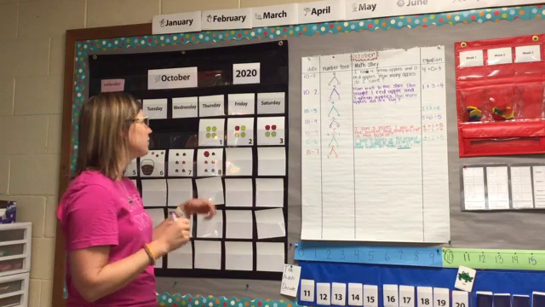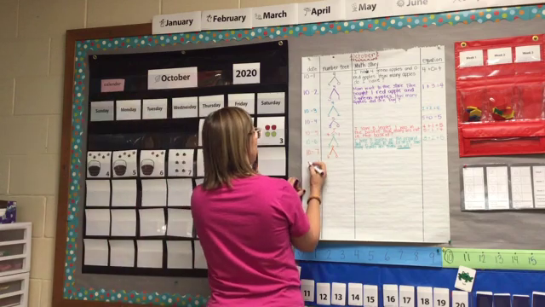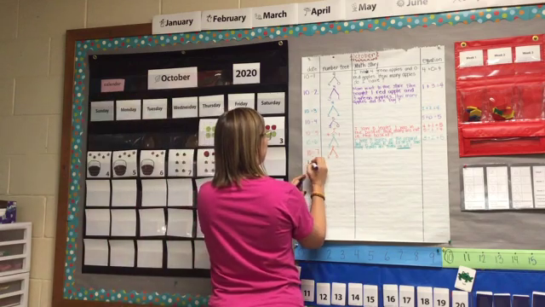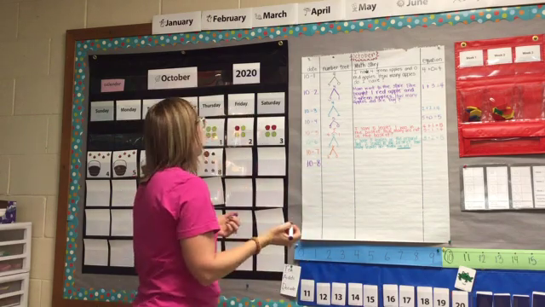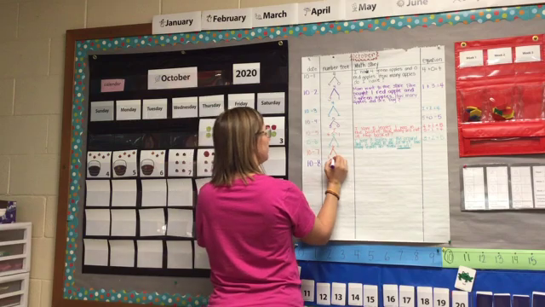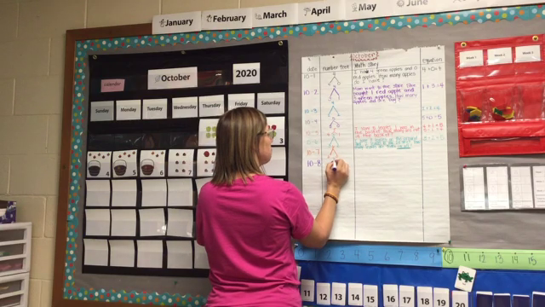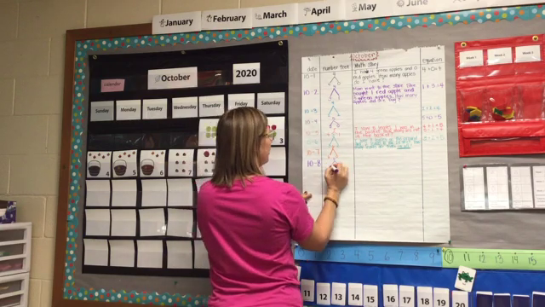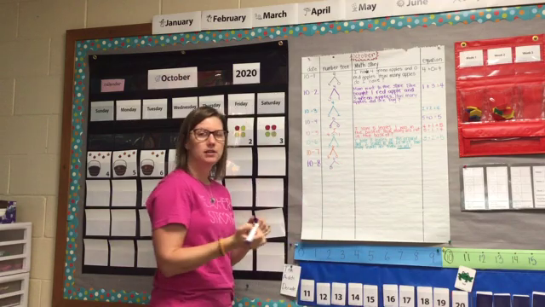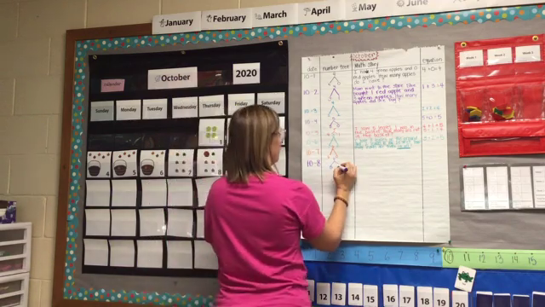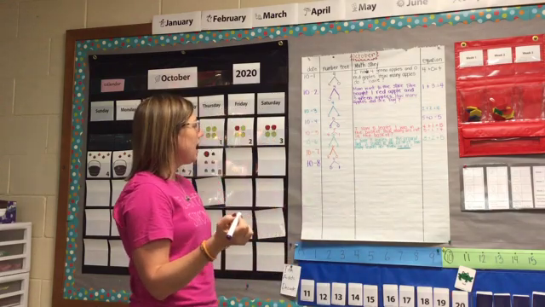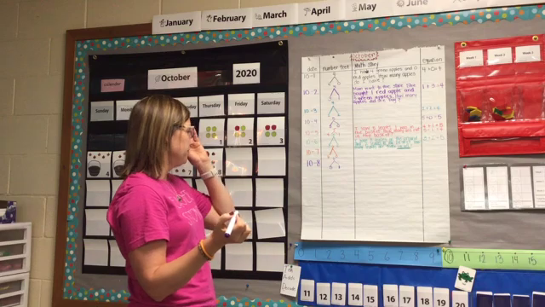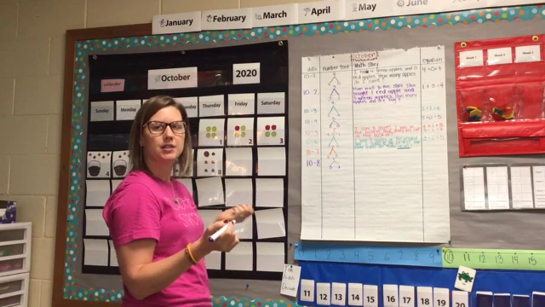All right, so let's write the date. 10-8 for October 8th, 2020, and we had 6 nuts. We had 5 little acorns, 1 big one, and our math story for today.